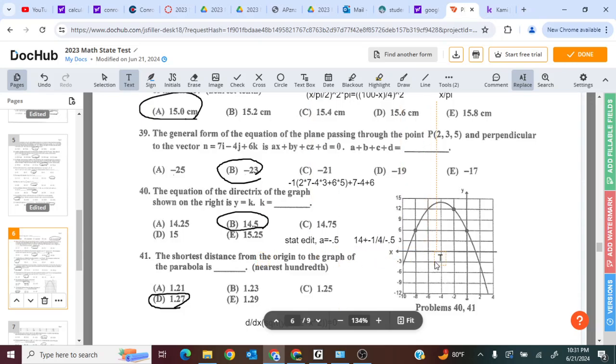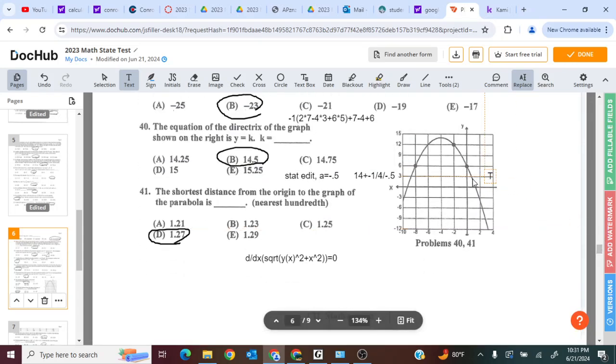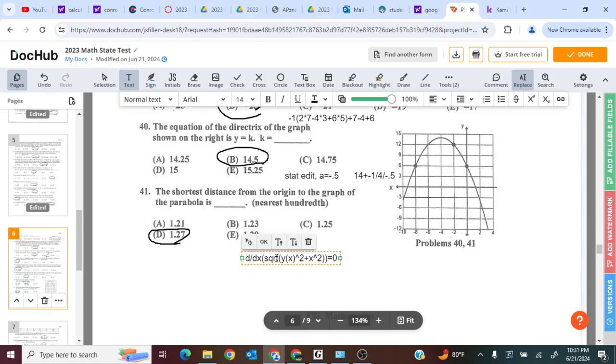Shortest distance from the origin to the graph of the parabola is what? Okay, basically distance from the origin is the square root of your change in x squared plus your change in y squared. So you simply figure out when that value reaches its minimum, so when the derivative is equal to 0. So d over dx of the square root of your y squared plus your x squared has to be equal to 0 to reach its minimum. Do that and actually calculate the distance, so square root of y squared plus x squared, and you get 1.27.